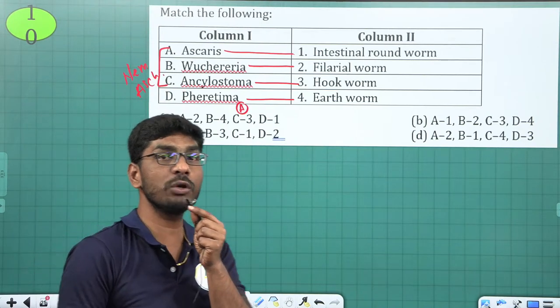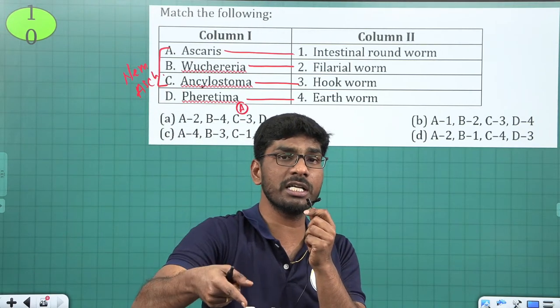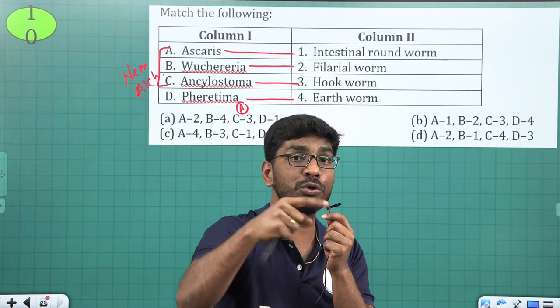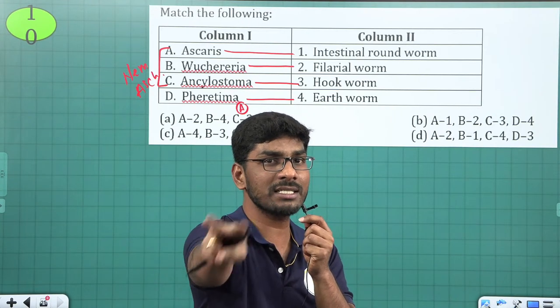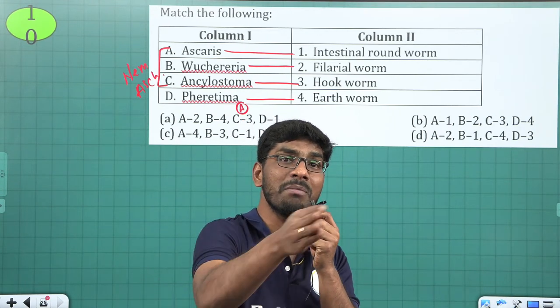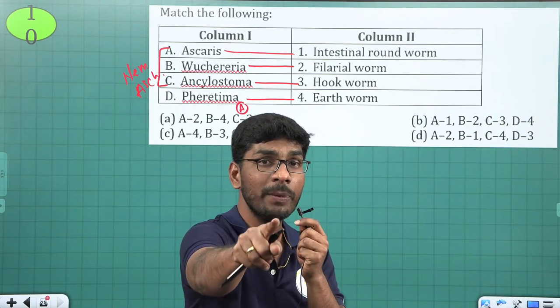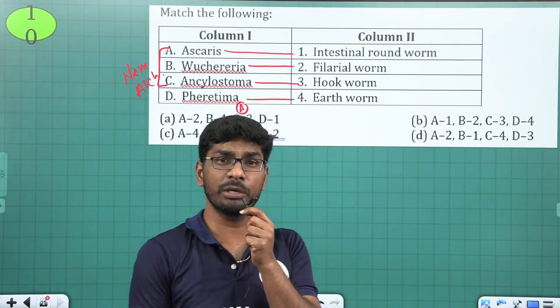Aschelminthes are pseudocoelomate, with organ system level of organization. They have a well-developed muscular pharynx and a tube within tube type of arrangement. Sexes are separate, with sexual dimorphism. Male is shorter than female, and fertilization is internal, I said. Do you remember this one?